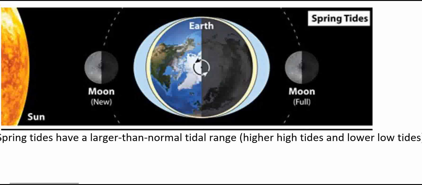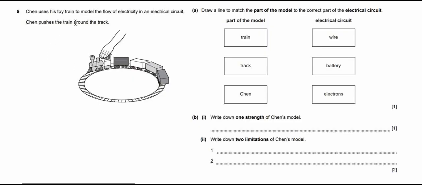Next. Now in question 5, Chen uses his toy train to model the flow of electricity in an electrical circuit. Chen pushes the train around the track. Question A, draw a line to match the part of the model to the correct part of the electrical circuit. Parts of the model are the train, the track, and Chen himself with the hand moving the toy train. The electrical circuit parts represented are the wire, battery, and electron. So we have to mix and match here. You have 10 seconds from now.